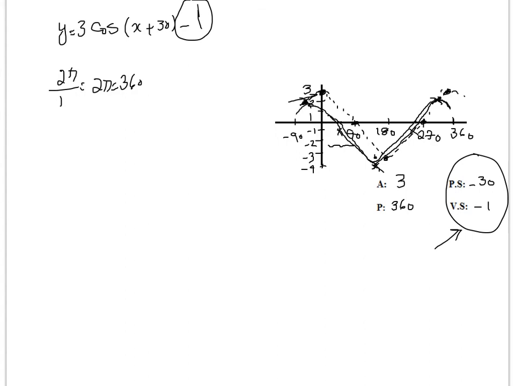Now, I told you I need the coordinates of the point. This point used to be 0 and 3, now -45 and 2. Oh, I'm sorry, -30 and 2. So it's -30 and 2.